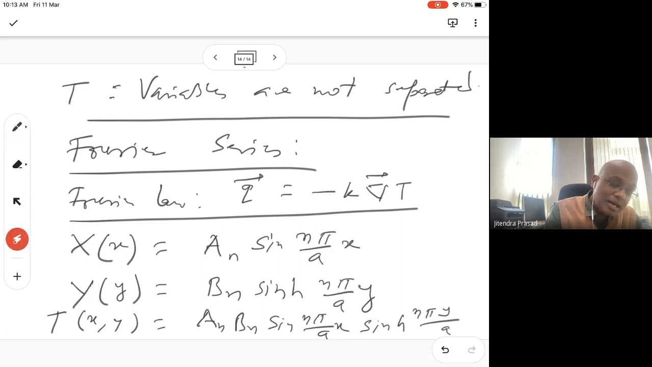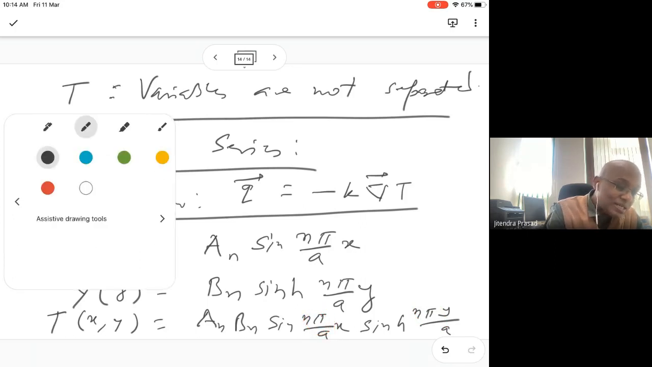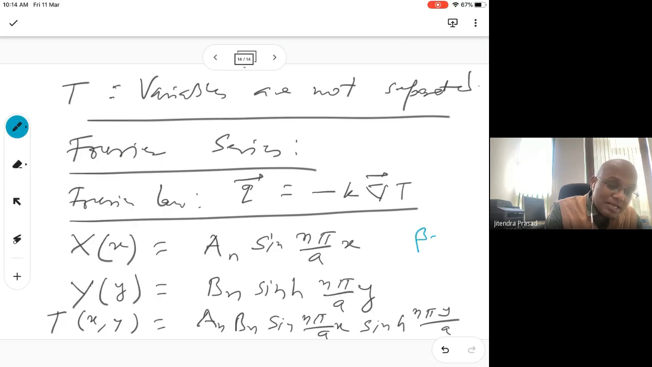Because both of them should have the same beta, that is why this is beta, where beta is equal to n pi over a. Yeah, so we write it like that. So both of them are connected by the same beta.